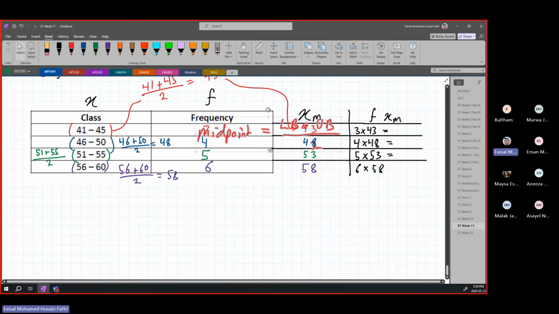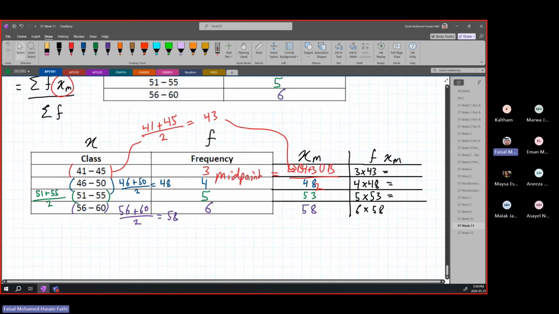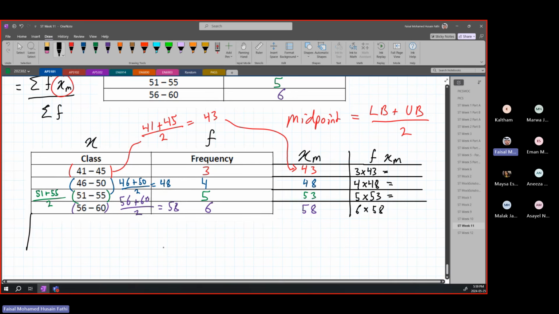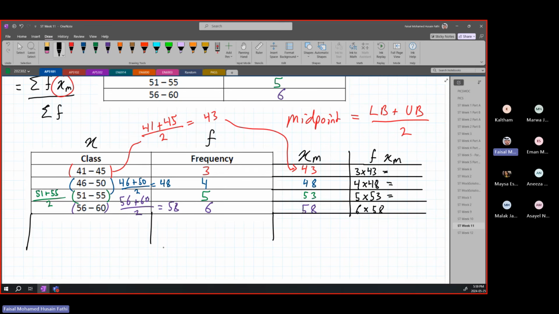So this was our midpoint equation. I'm just going to make it smaller and keep it up here. All right, so this was our midpoint equation. And keep in mind that we need to do one more final row for the total. So we have sigma frequency, which we need to find, which is 3 plus 4 plus 5 plus 6, which is 18.